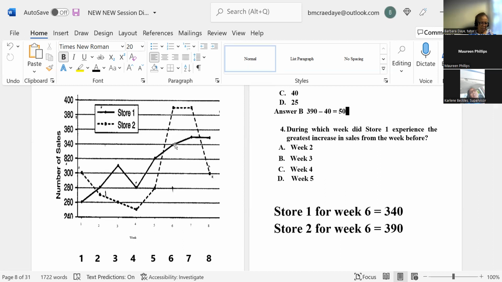Isn't it something bigger than that? The greatest increase in sales from the week before. Okay, yeah, week 5, you're right, because it said from the week before. Week 4 was here, and then it went up to here. So that would be week 5. That's the answer. So week 5 had the greatest increase in sales from the week before. Week 4 was at this point, and then week 5 went to this point.